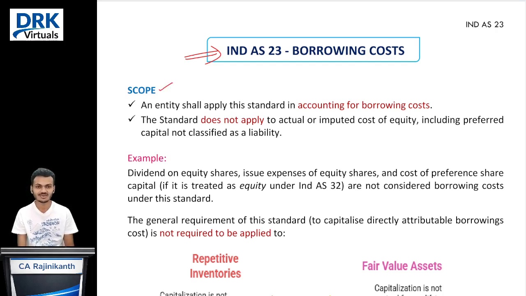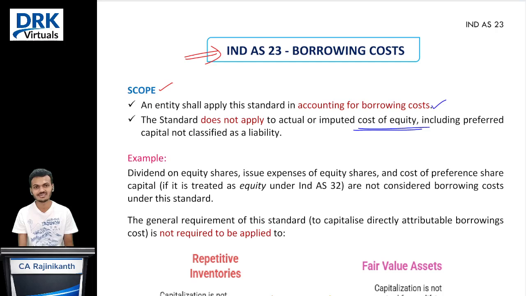From the title only, we can say that the standard is applicable to accounting for borrowing costs. However, there are some exceptions. What are they? The standard is not applicable to cost of equity, including cost of preference capital that is not classified as liability. It means what? That is also an equity instrument.